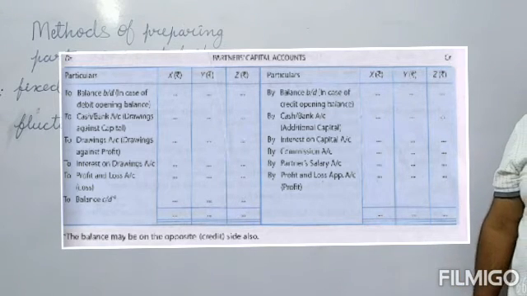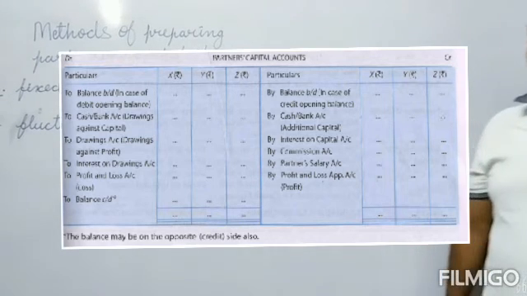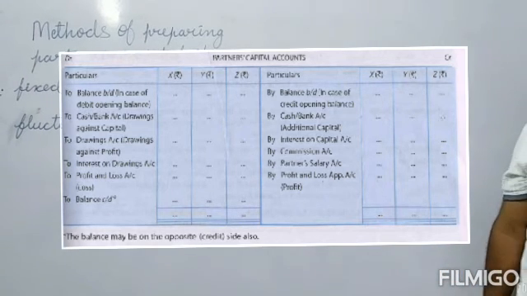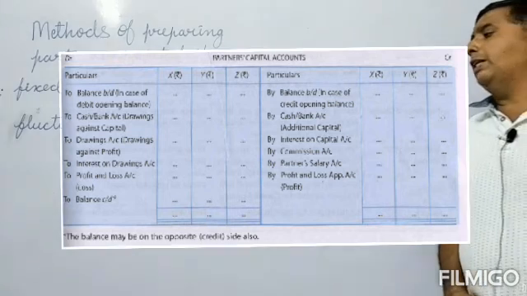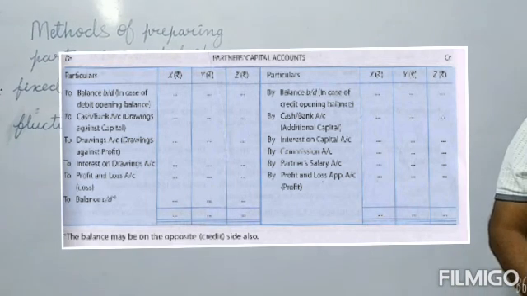Now in question, if nothing is specified which method the partners capital account has to be prepared, always assume that through fluctuating capital method we will be preparing partners capital account.